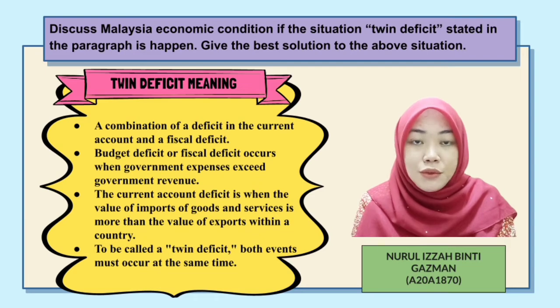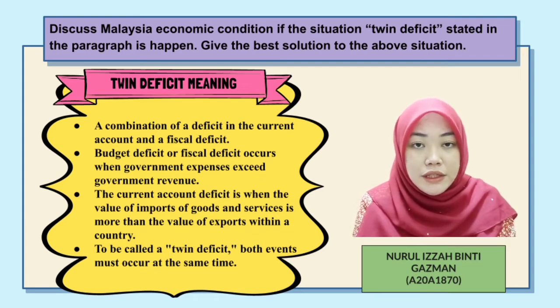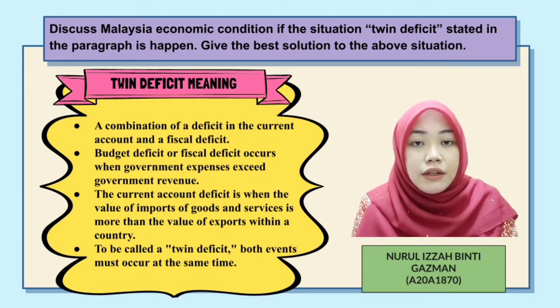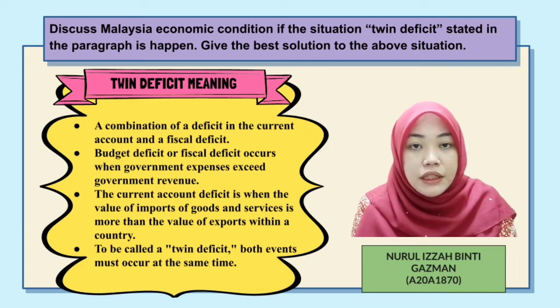My name is Nurul Izzah Binti Gazman, and my metric number is A20A1870. I will present about case study number 3, which is the effect of twin deficit and the way to overcome the twin deficit. Twin deficit is a country that has a combination of a deficit in the current account and a fiscal deficit. Twin deficit is known as a double deficit.